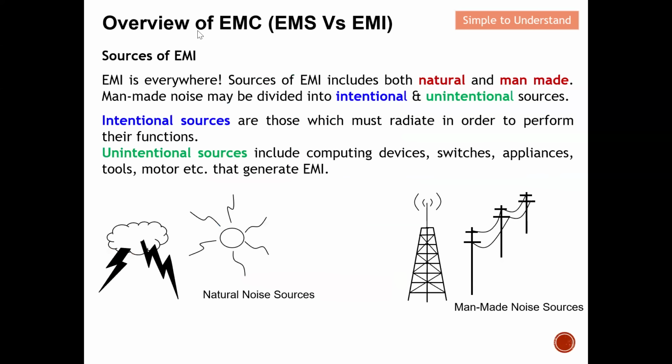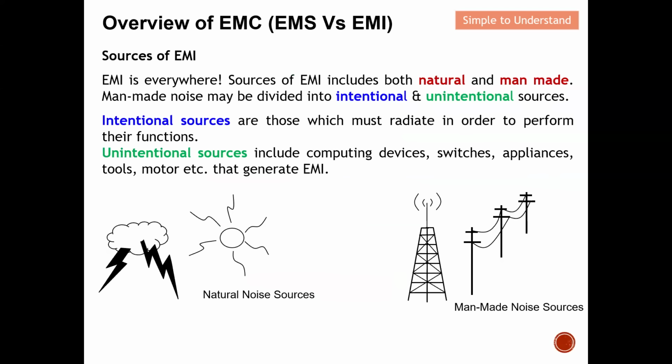Okay, so what will be the source of EMI? EMI, in fact, is everywhere. The sources of EMI include both natural and man-made. Man-made noise can be divided into intentional and unintentional sources. What is the key difference? Intentional sources are those which must radiate in order to perform their function, for example, our mobile phone.